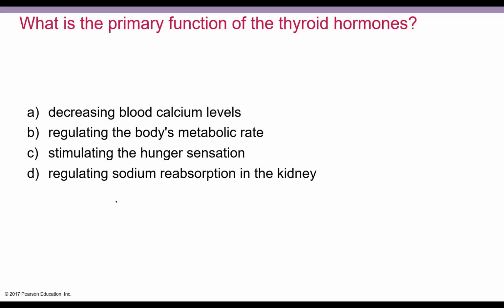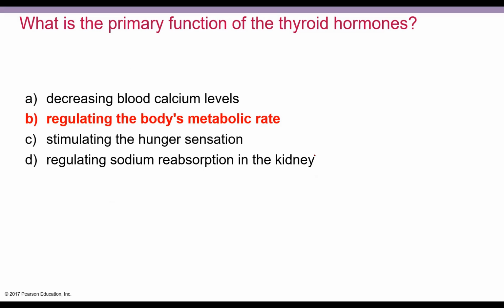So B was the correct answer. So regulating the body's metabolic rate is the primary function of thyroid hormone. Decreasing blood calcium level is actually calcitonin. We talked about calcitonin just a little bit. Another hormone secreted from a different part of the thyroid.